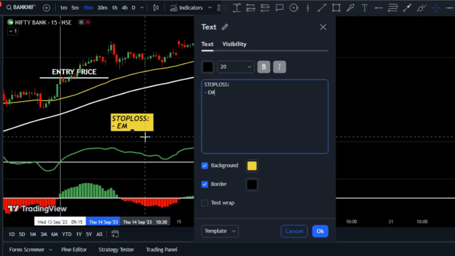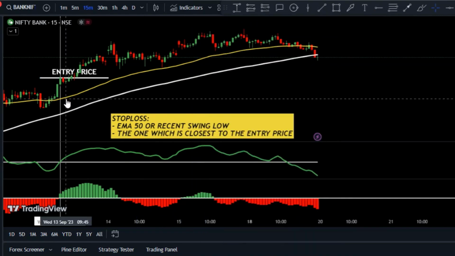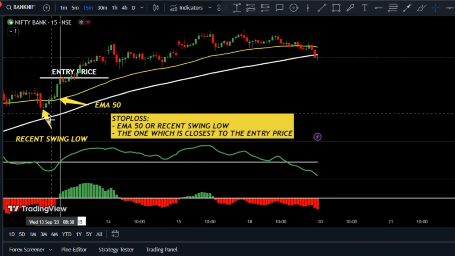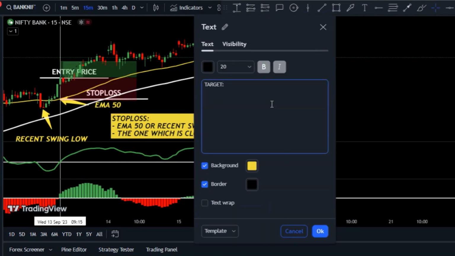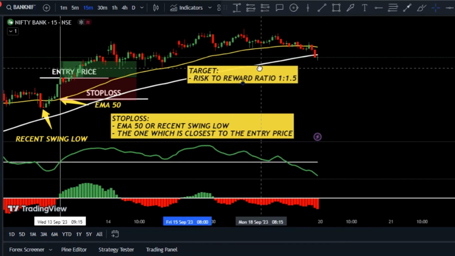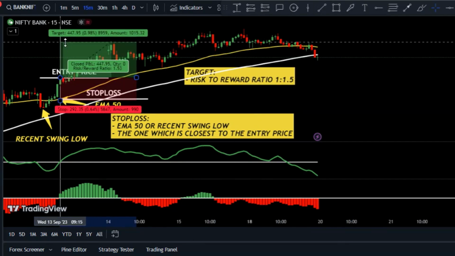When it comes to setting your stop loss, you can either use EMA 50 or the recent swing low. And for your exit strategy, consider a risk-to-reward ratio of 1 to 1.5 as your primary trade target.